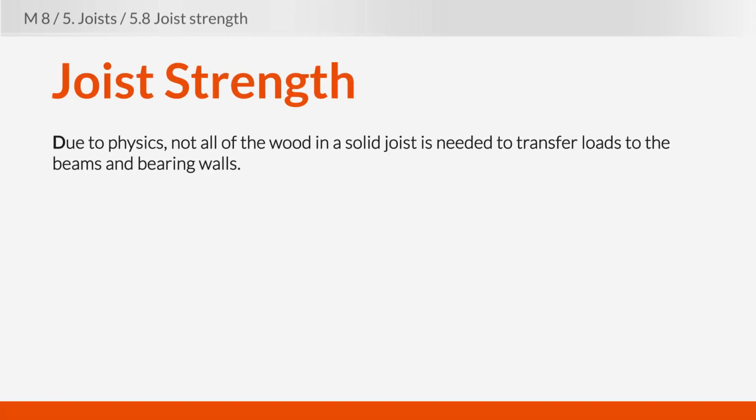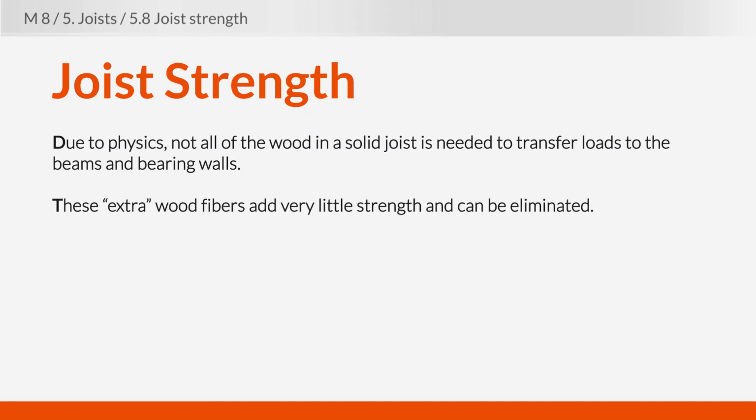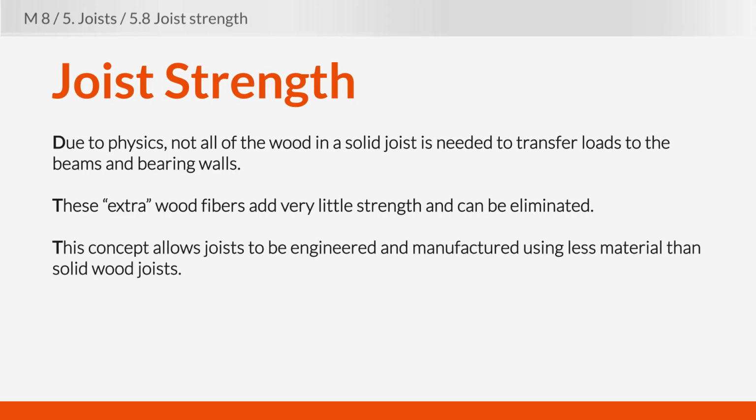Due to physics, not all the wood in a solid joist is needed to transfer loads to the beams and bearing walls. These extra wood fibers add very little strength, and they can be effectively eliminated. This concept allows joists and beams to be engineered and manufactured using less material than solid wood joists. That's the whole concept behind engineered lumber.